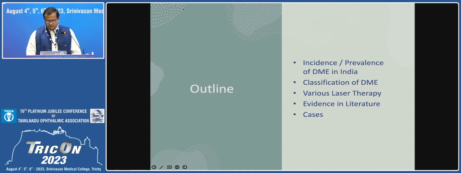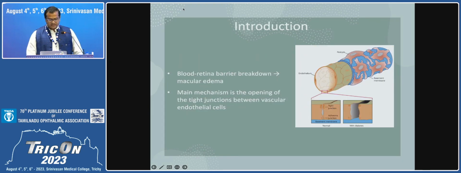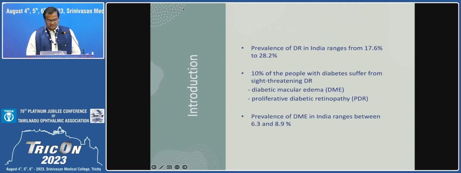These are my outline on which I'll be talking. As Deepak had already talked about the pathogenesis of diabetic macular edema, it is one of the most common causes of visual impairment. Retinal vascular hyperpermeability causes edema with fluid accumulation in the outer plexiform and inner layers of the retina. There is a breakdown in the blood-retinal barrier which causes macular edema, and the main mechanism is opening of the tight junctions between the endothelial cells.